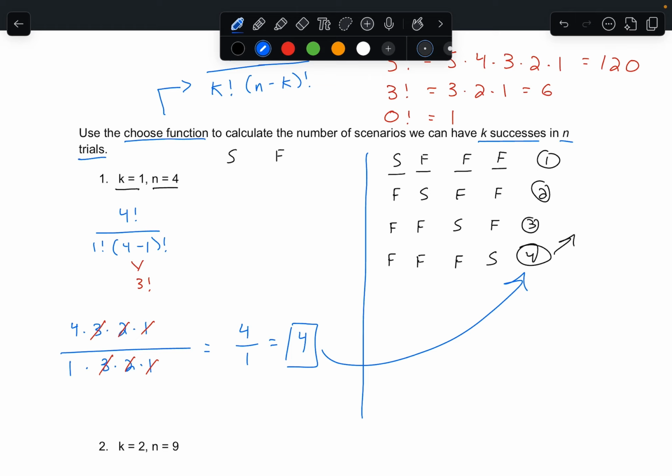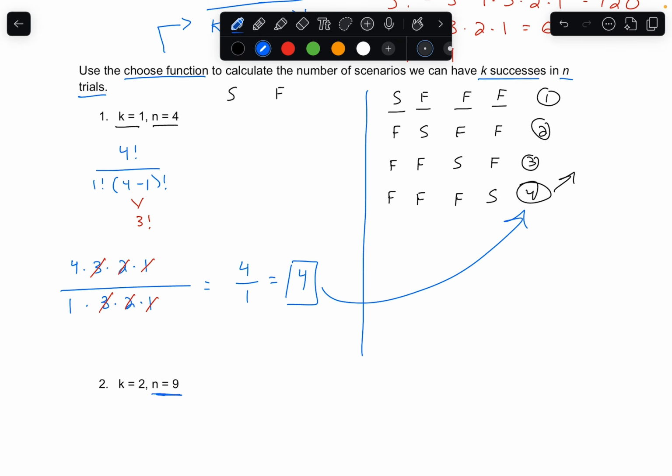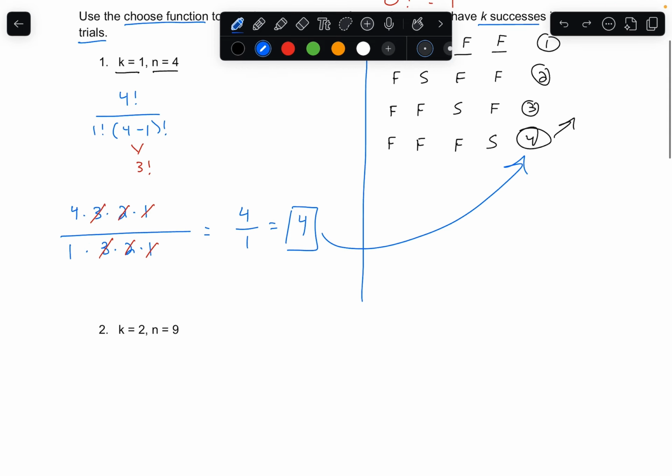This one was not terribly difficult to do in either case. But you can start to imagine that if you have larger values of n or k, things are going to get very tricky very quickly. If I had 9 different trials, you could say, okay, success, success, and then the last 7 would be failures.